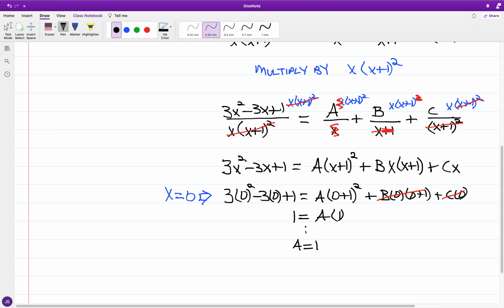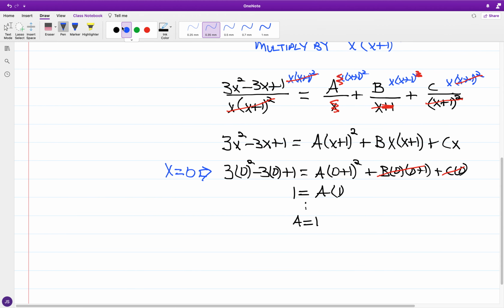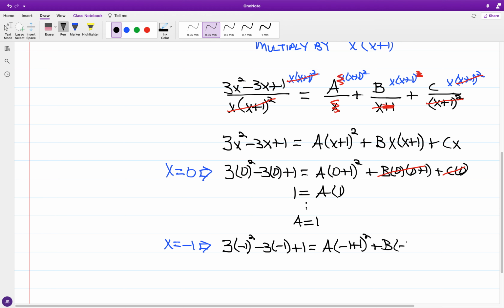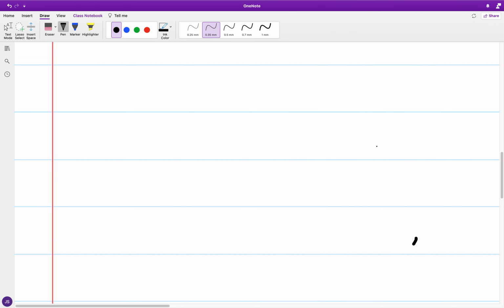Now for the other factor, we have x plus 1. I can set x plus 1 to 0 by setting x equal to negative 1. And taking what we have here, I have 3 times the square of negative 1 minus 3 times negative 1, followed by the additional 1. And just filling in.